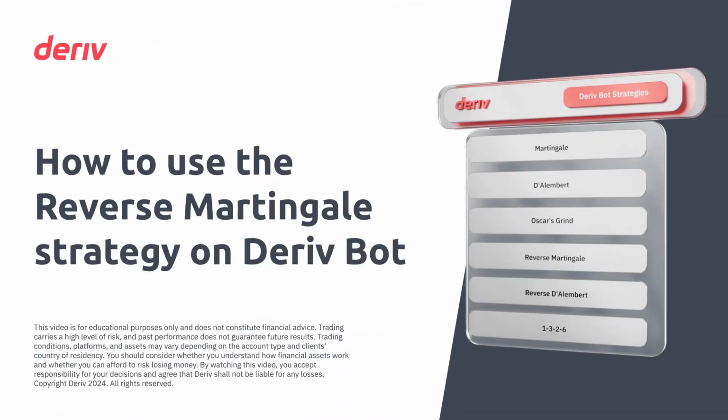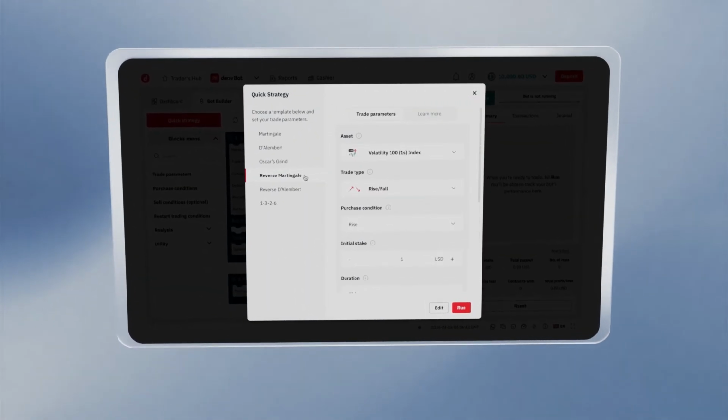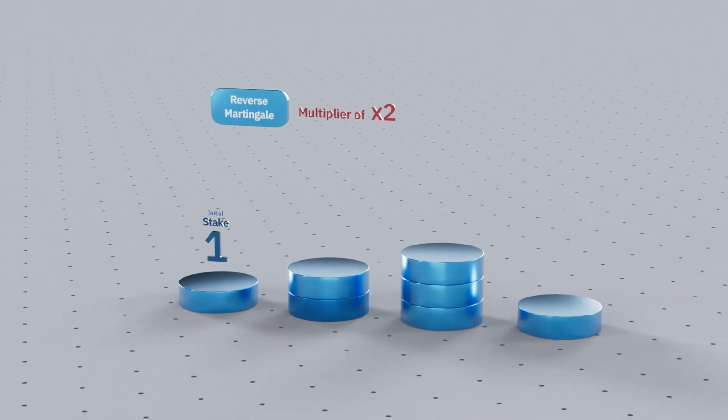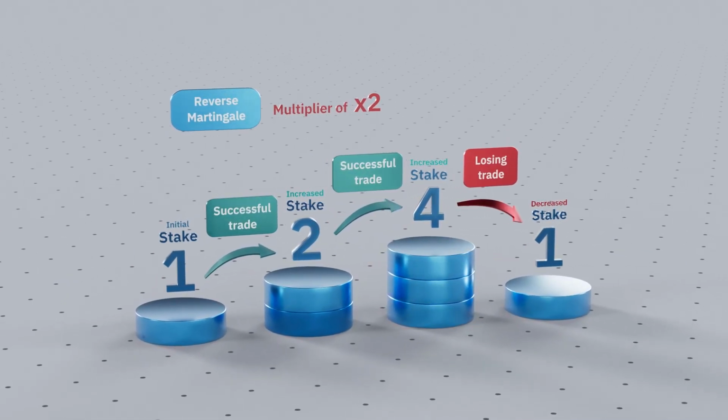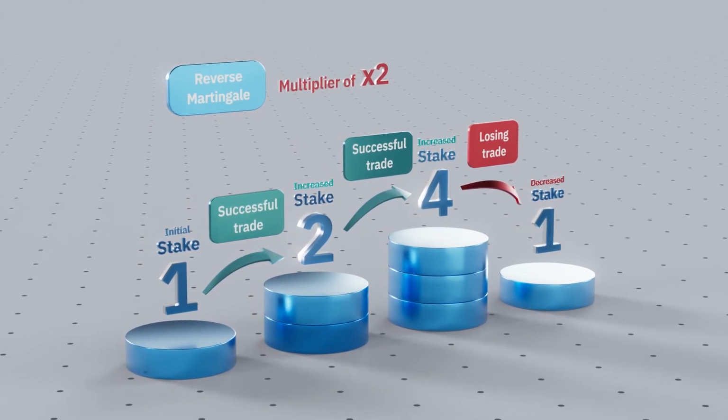Introducing the Reverse Martingale Strategy. One of Deriv Bot's preset strategies designed to help you navigate the markets with ease. The concept behind this strategy is that the stake increases as per the preset multiplier after each successful trade. Here is how it works.